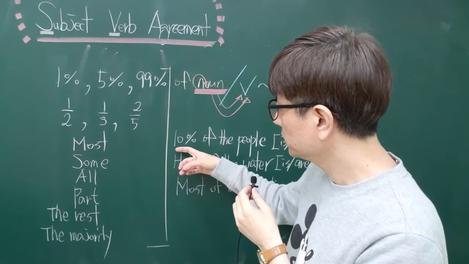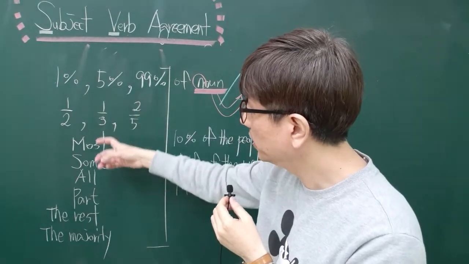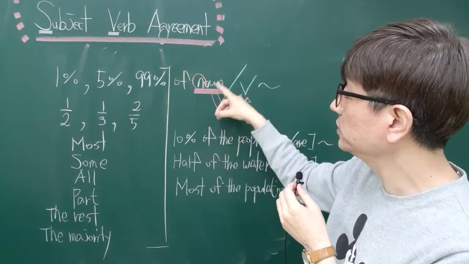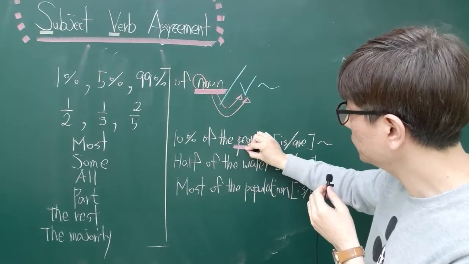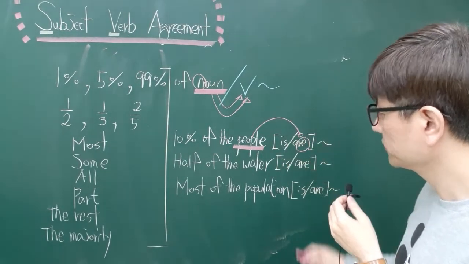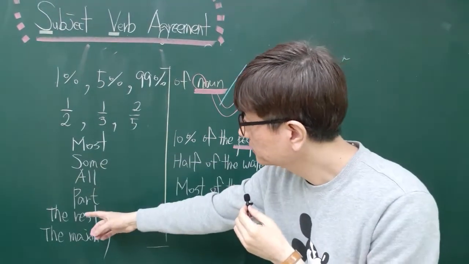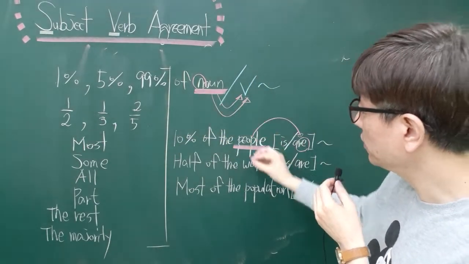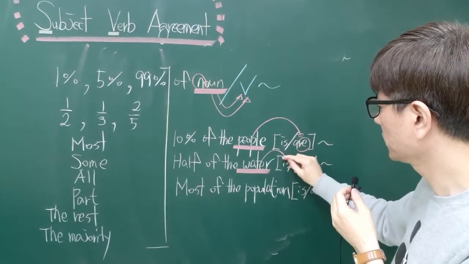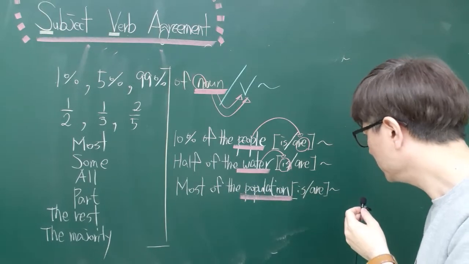So, percentage, half, most. In this kind of case, we have to focus on this noun. So, people. The correct answer is people are. Half of the water. Half, then we have to focus on this noun. The water is. Most of the population. Population is.